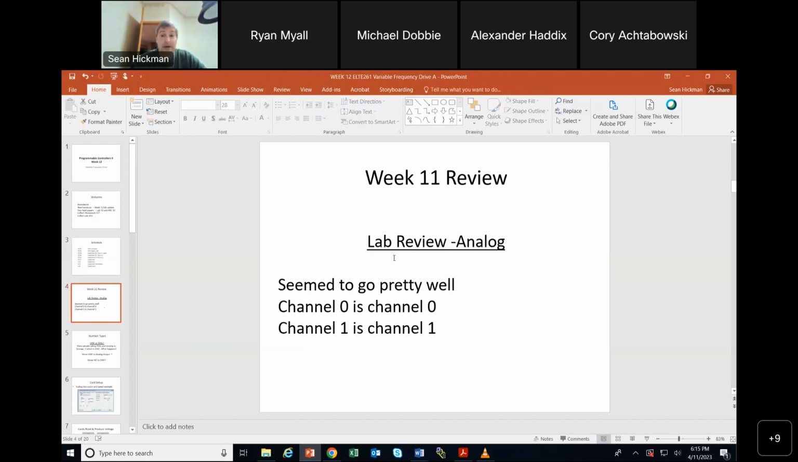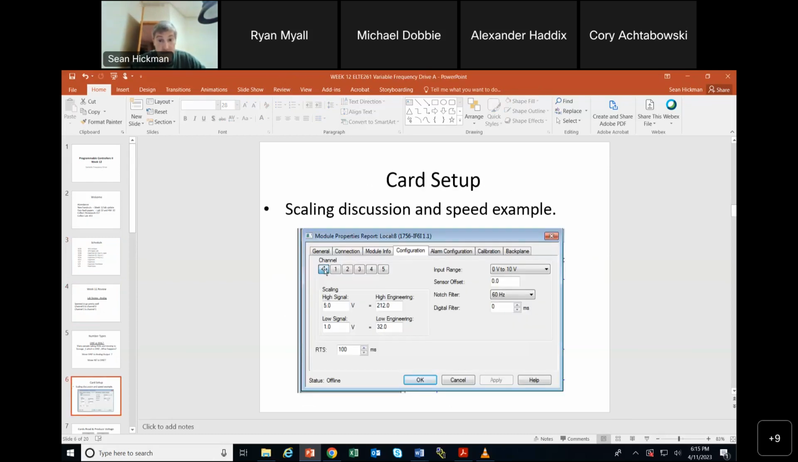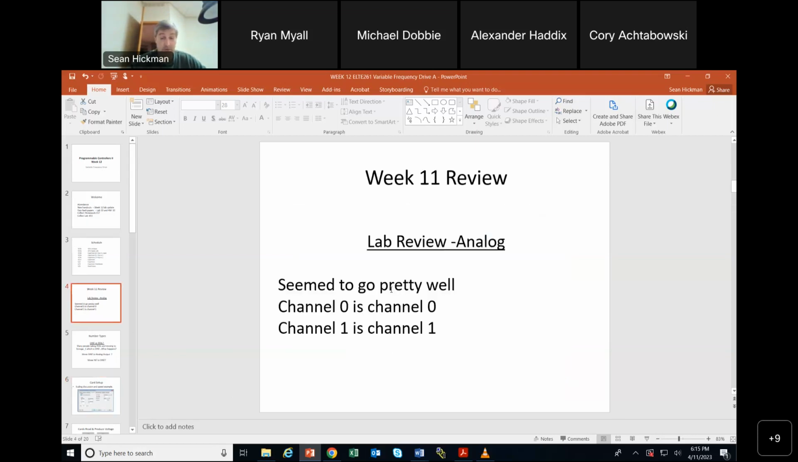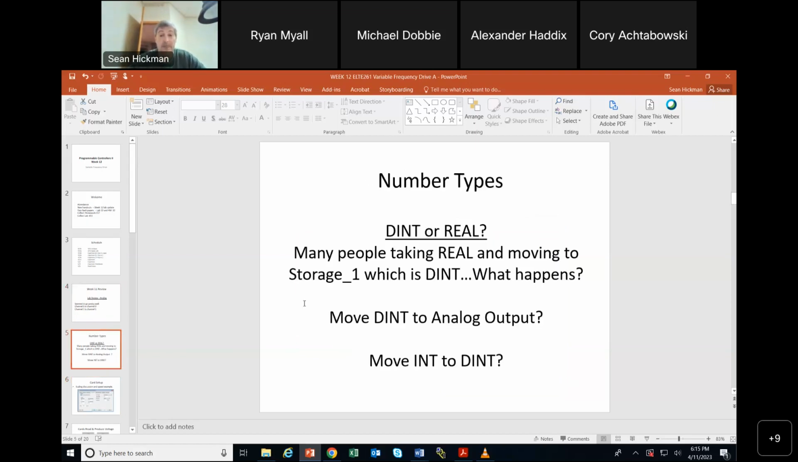All right, let's talk about our lab review. It did seem to go reasonably well. It got a little complicated at the end. Maybe the one thing was that channel 0 is 0 and channel 1 is 1. When people were setting up their card, there's a 0 and a 1. We were using these two. If you set up 1, but in your program we're using channel 0, then you have to have the channel corresponding to whatever you programmed. I think some people were struggling with that a little bit. Hopefully it made sense. DINT or REAL: all these numbers were real. I wanted you to keep the decimal point. Some people were making DINTs, and I said, change it back to real. I don't want to truncate anything.